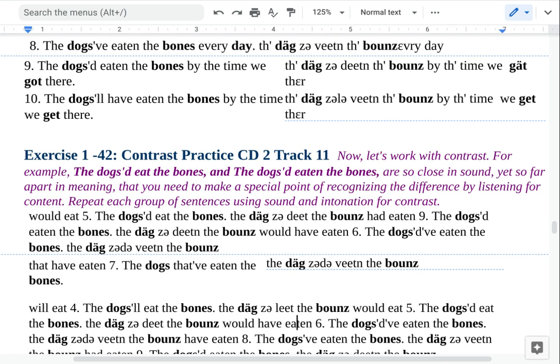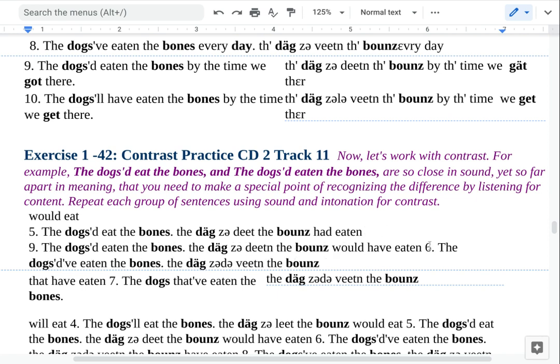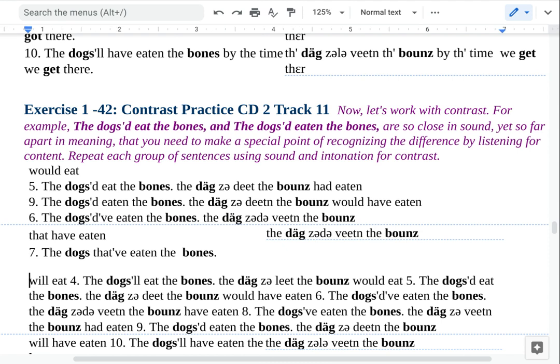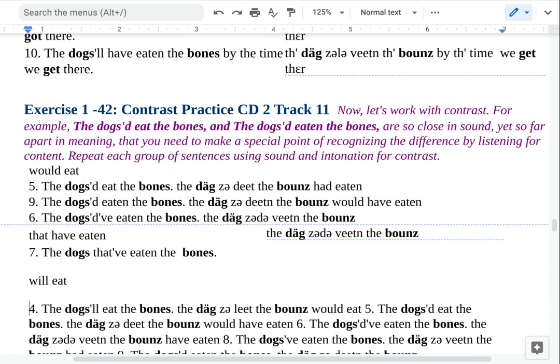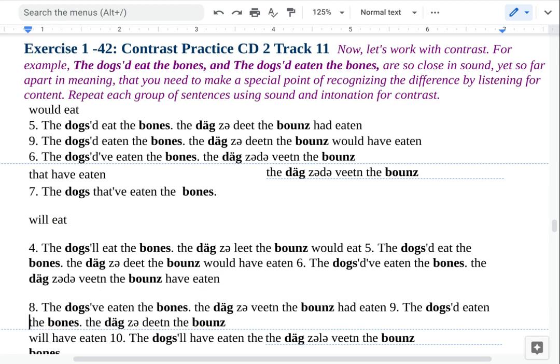5. The dogs that eat the bones. 9. The dogs had eaten the bones. 6. The dogs that have eaten the bones. 4. The dogs will eat the bones. 5. The dogs that eat the bones. 6. The dogs that have eaten the bones. 8. The dogs have eaten the bones. 9. The dogs had eaten the bones. 10. The dogs will have eaten the bones.